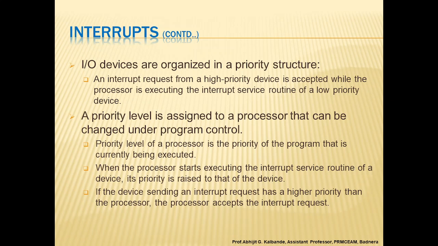The priority level assigned to the processor can be changed under program control. The priority level of the processor is the priority of the program that is currently being executed. When the processor starts executing the interrupt service routine of a device, its priority is raised to that of the device. If the device sending the interrupt request has higher priority than the processor, then the processor accepts the interrupt request.